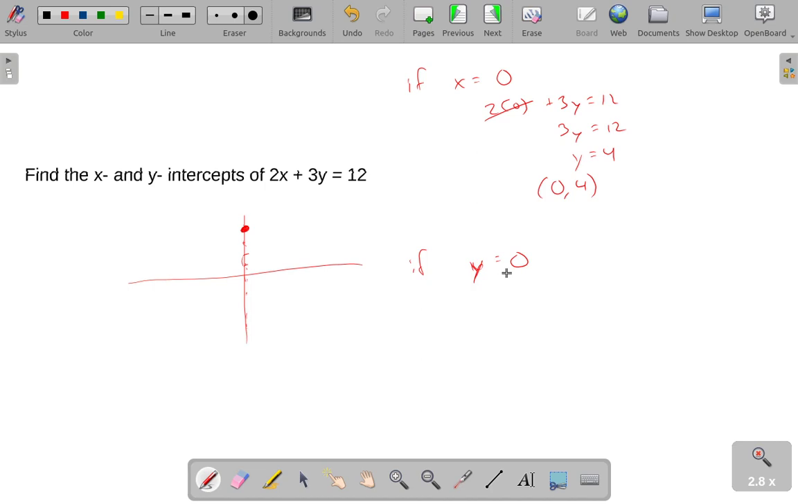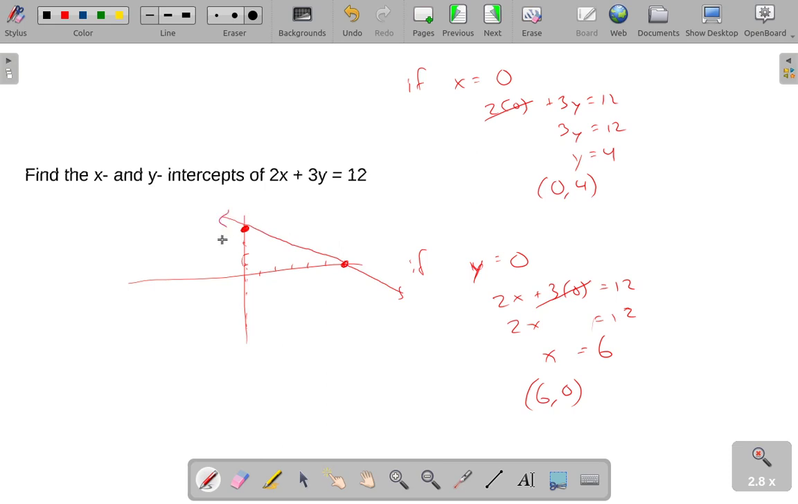All right, so if the y-coordinate is 0, then this term ends up going away because I get 3 times 0. So I get 2x plus 3 times 0 equals 12. That part goes away. I get 2x equals 12, or x equals 6. So I said if y equals 0, x equals 6. This is the point (6, 0). 1, 2, 3, 4, 5, 6. The point (6, 0). And hey, look at that. I've actually found 2 points on this line. I have enough information to graph this line.